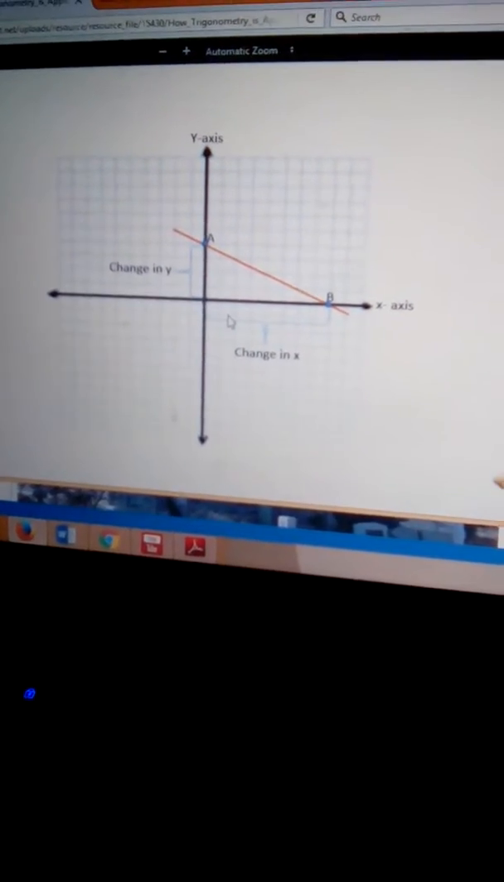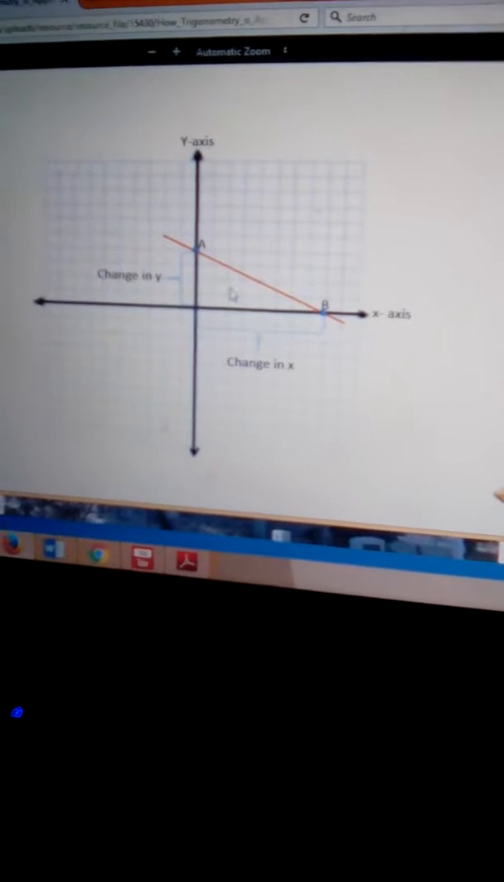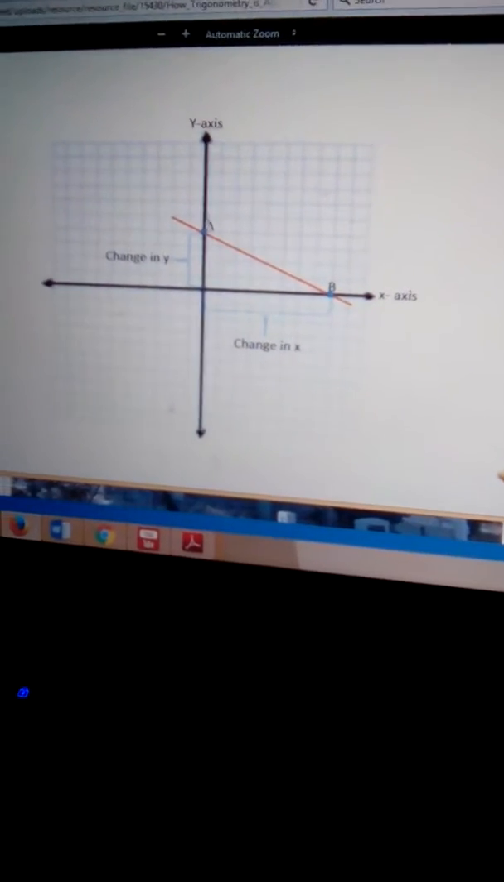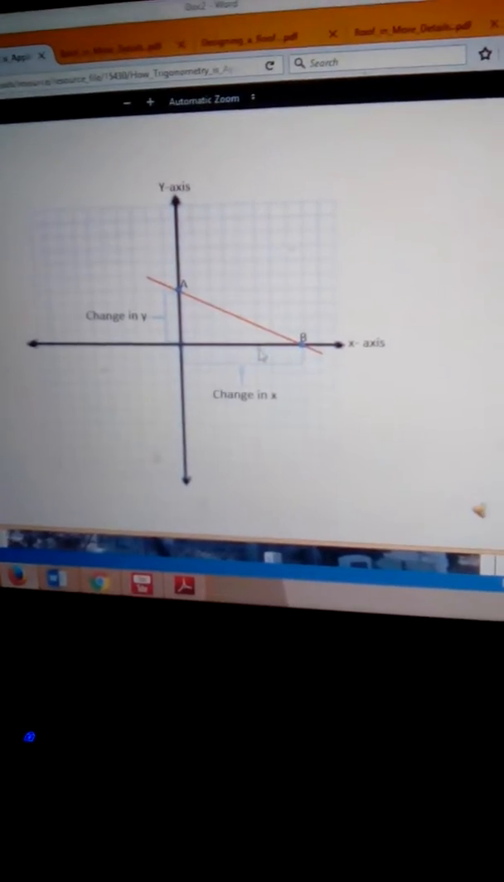Now, the ratio of the change in Y to change in X gives us the slope of this line. And the slope of this line defines the degree of slope of this line. If we go to trigonometry, we would place a particular angle here. It could be maybe 10, 30, 20 or 40 degrees. And this angle would also define the slope of this line AB.